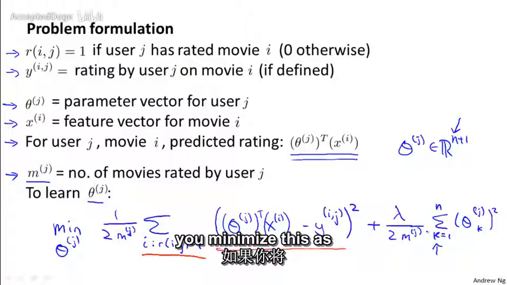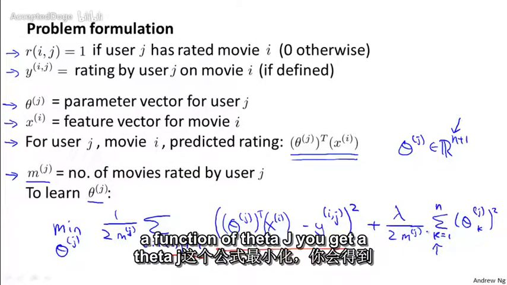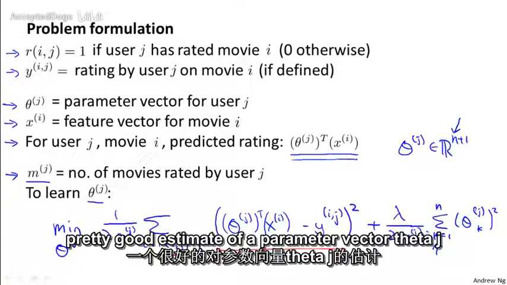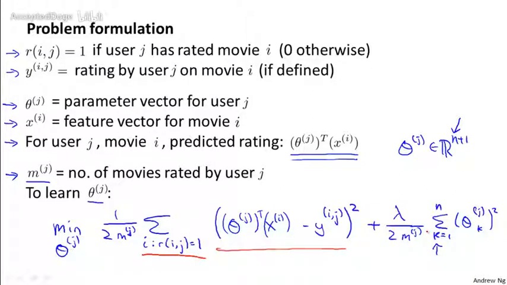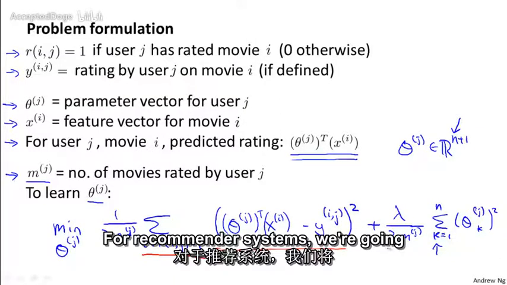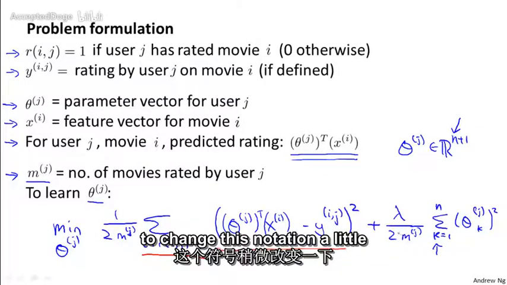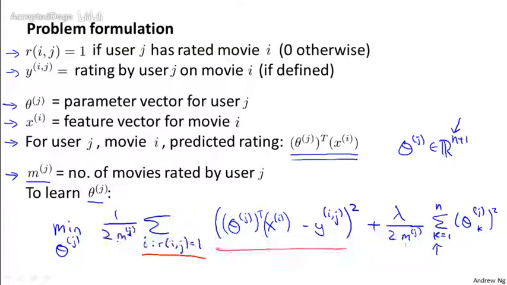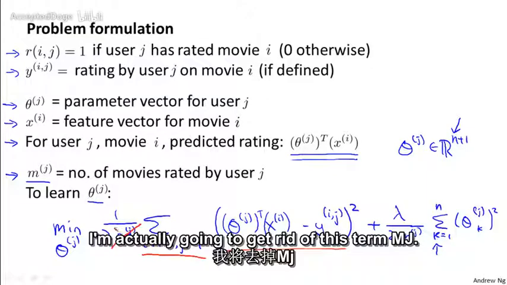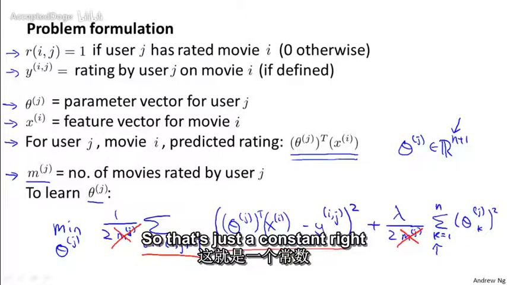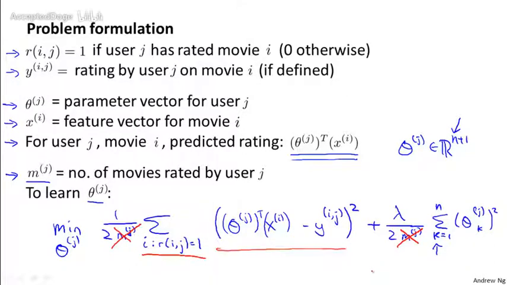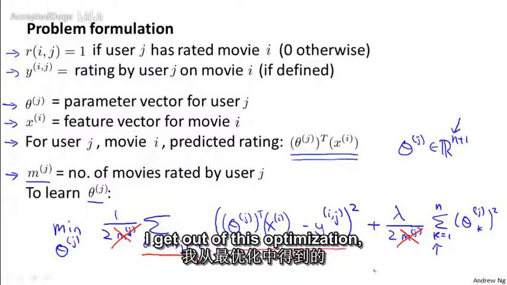So if you minimize this as a function of theta j, you get a good solution. You get a pretty good estimate of a parameter vector theta j with which to make predictions for user j's movie ratings. For recommender systems, I'm going to change this notation a little bit. To simplify the subsequent math, I'm going to get rid of this term mj. That's just a constant, right? So I can delete it without changing the value of theta j that I get out of this optimization.